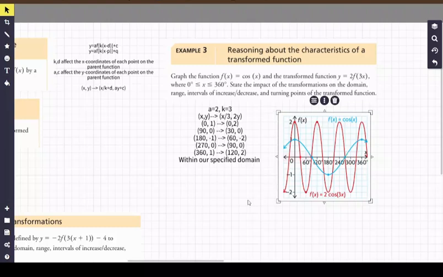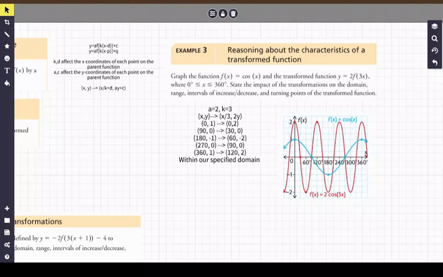So how do we find the period? It was just basically 360 divided by k. So 360 divided by 3 equals 120. Makes sense. That's correct. Let's go ahead and talk about the intervals of increase.